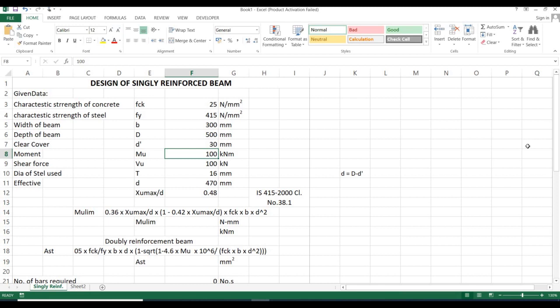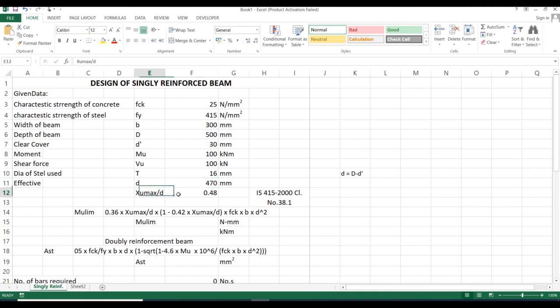I am giving these cells as reference cells, so that whatever input values I write in these cells, the result will be calculated depending upon the values present in these cells. So this is how our Excel sheet is working, guys.